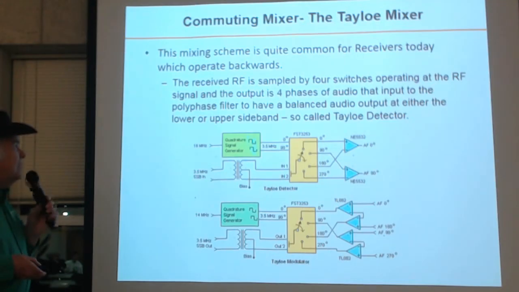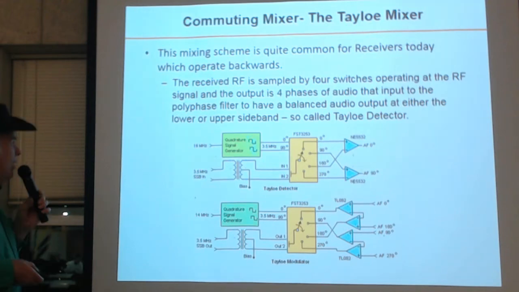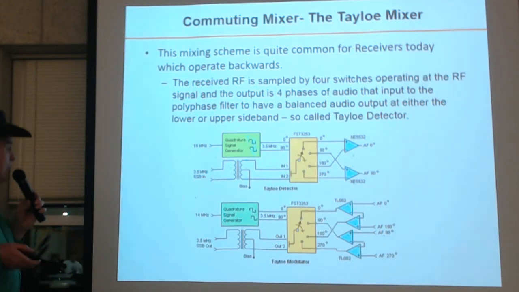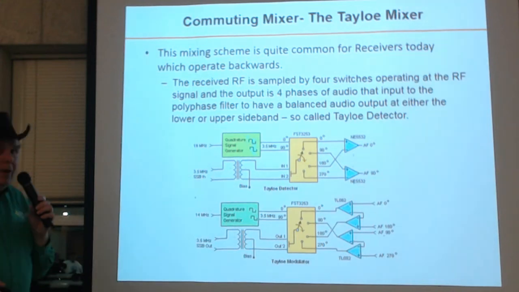So this whole mixing scheme is really quite common in receivers for detecting signals. It's used in the SoftRock 40s. It was used in the front end of the Flex radios, and it may still be used there, this type of mixer. I didn't have time to find a whole lot, but I did pull these off.